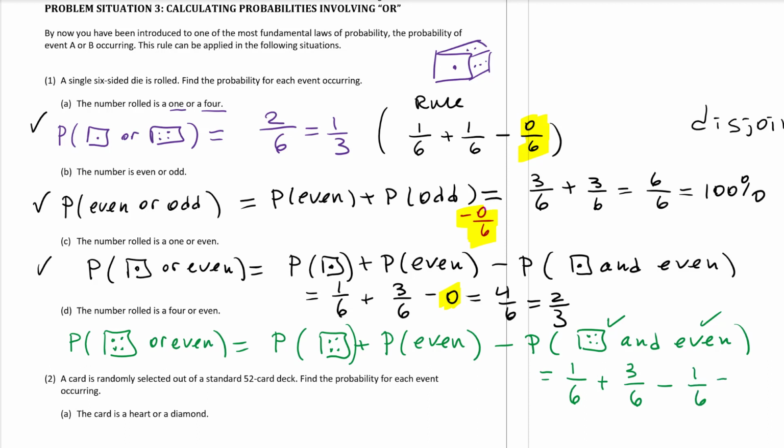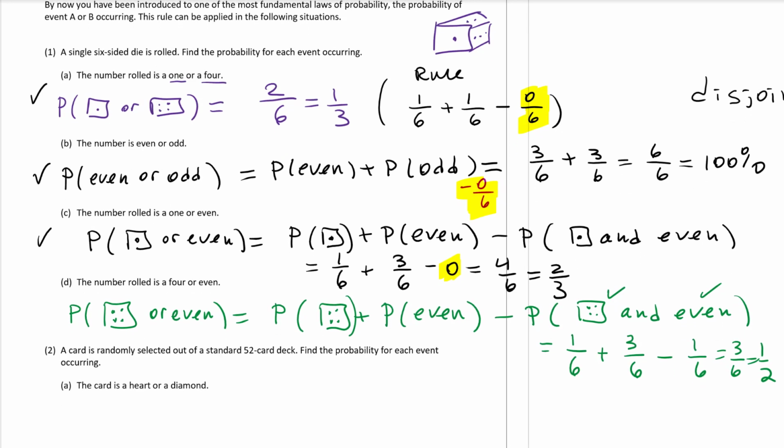So 4 minus 1 gives you 3 over 6, which gives you back the 1/2. You might say, well, it's kind of hard to do it this way. Can I do it some other way? You could. You can just count a success in this case as something that fills a category.